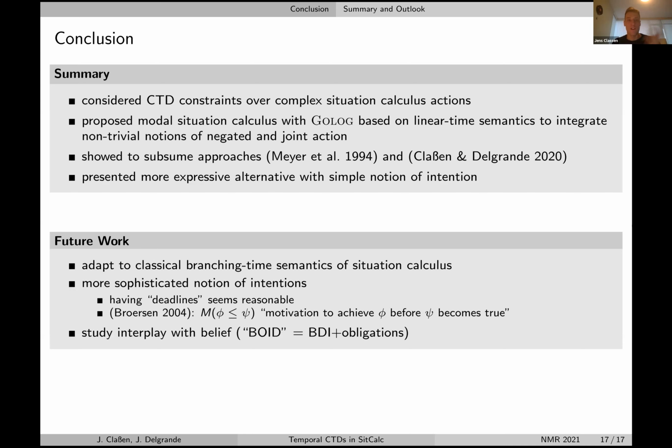So to conclude, we've proposed this new situation calculus with GoLog based on a linear time semantics, which subsumes these two earlier approaches from the literature. And we also proposed a new one with a simple notion of intention. And in the future, among other things, we want to look at more sophisticated notions of intentions and also study the interplay with belief. So thank you for the attention.